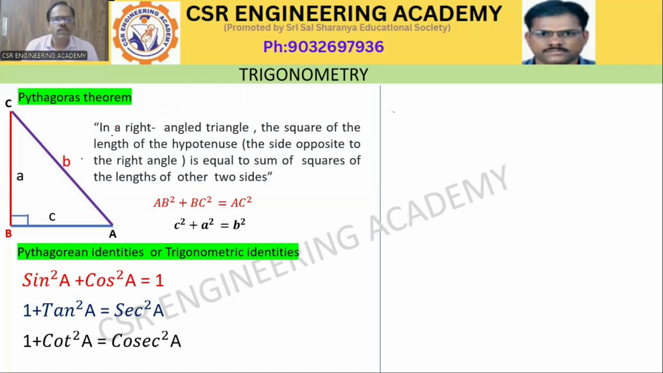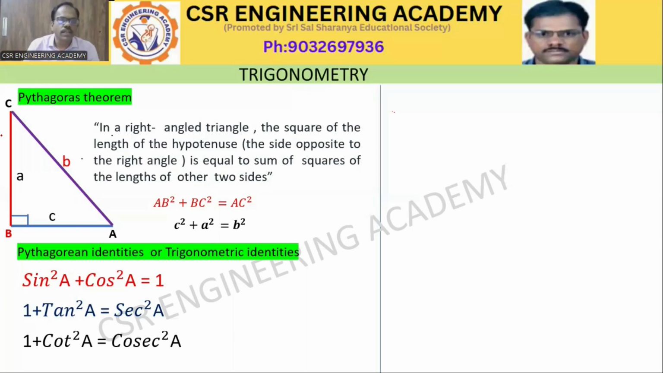Pythagoras theorem. Definition: In a right-angled triangle, the square of the length of the hypotenuse, the side opposite to the right angle, here AC, is equal to the sum of squares of the lengths of the other two sides.